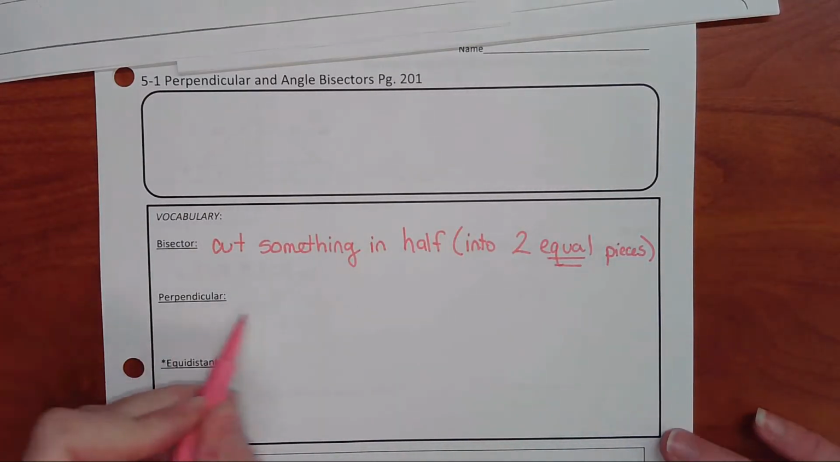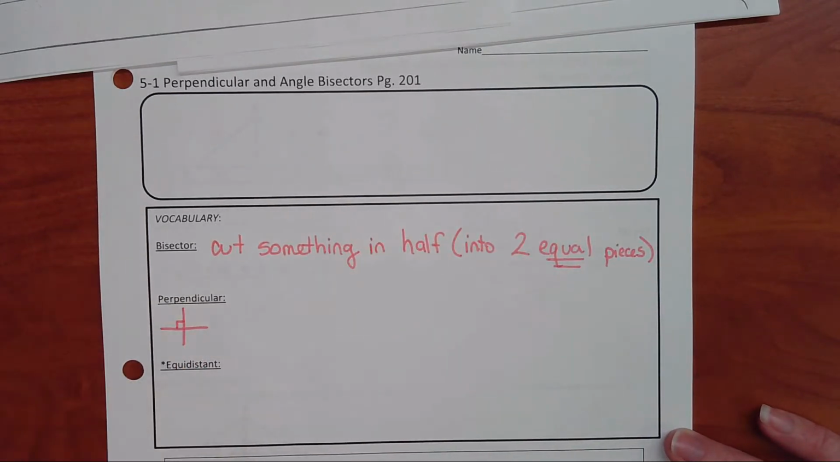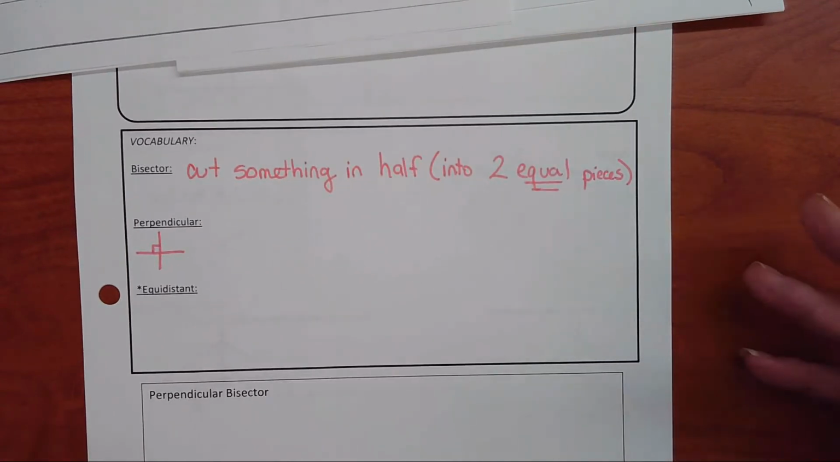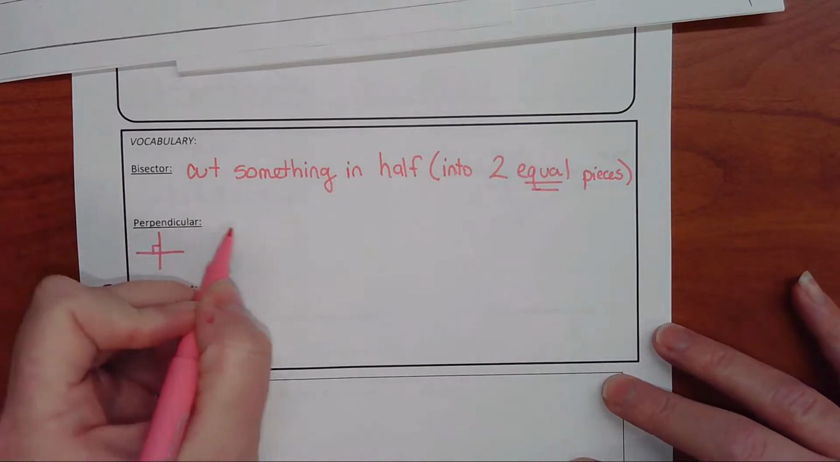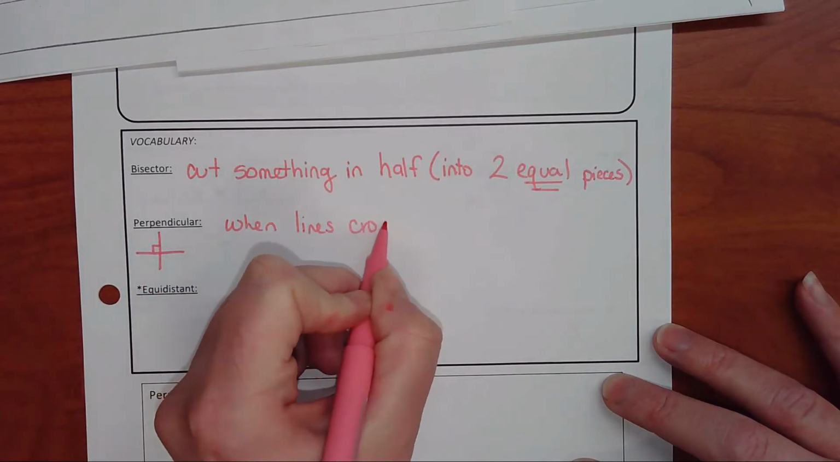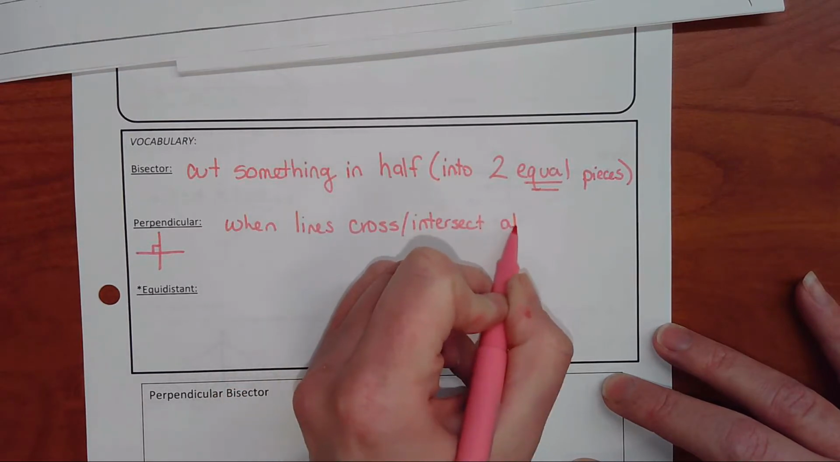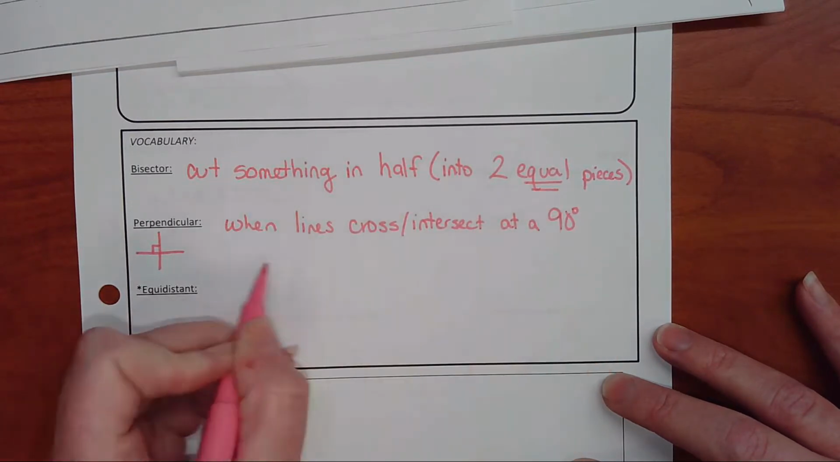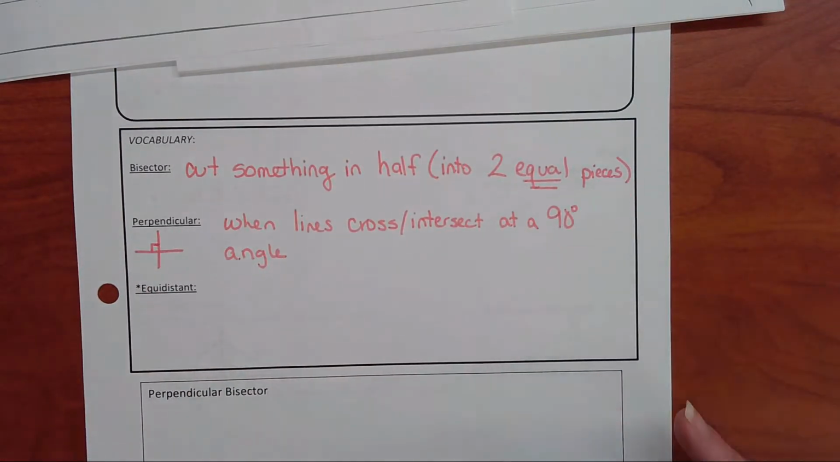So perpendicular, I'm sure you've heard of perpendicular lines. It's where two lines come together and form a 90-degree angle. That's basically what perpendicular is, and we're going to be dealing with perpendicular bisectors. So perpendicular is when lines cross or intersect, if we want to use the technical term, at a 90-degree angle. And you know something's perpendicular when you see that little box.